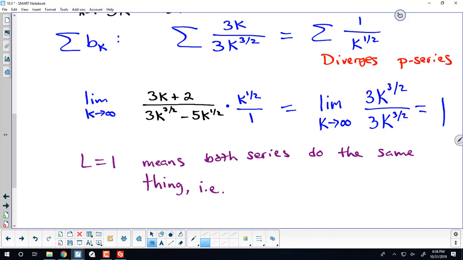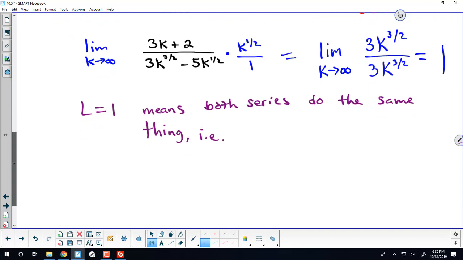So if it equaled 1 and the given series converged, it would converge? Right, yeah. If we got a limit of 1 and the series we chose converges, then both series would converge. So we'll just write this out explicitly. The given series converges.